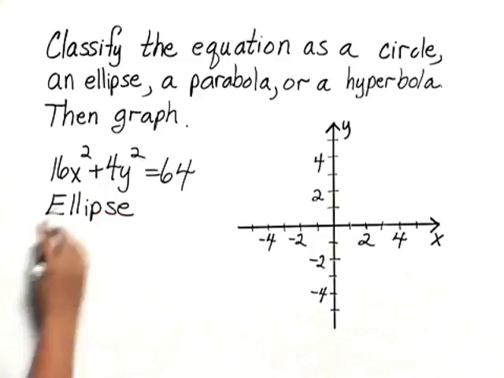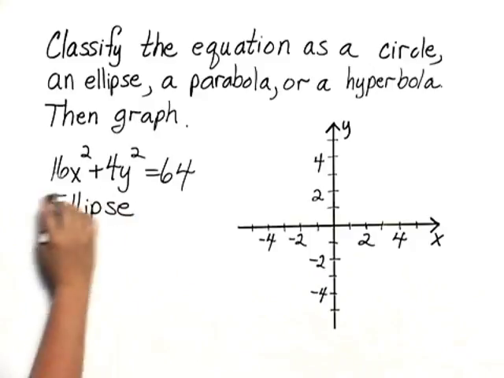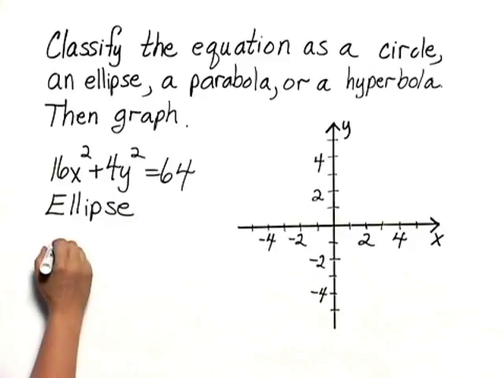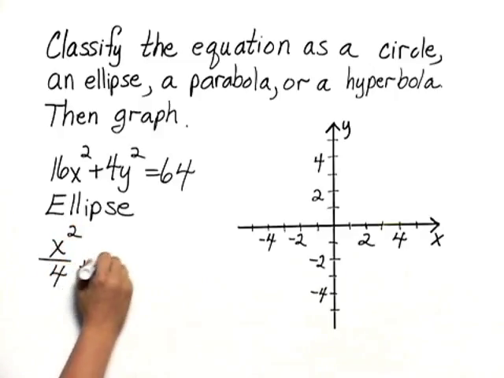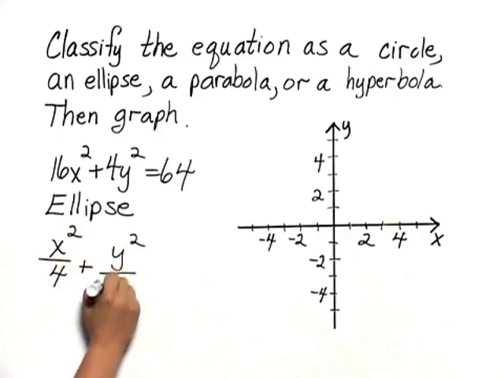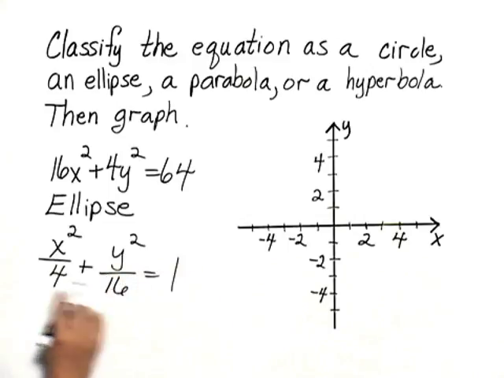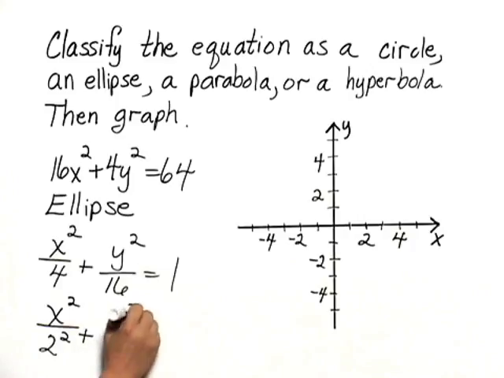Now to graph it, let's write this in standard form. Let's divide each term by 64. That would give us x squared over 4 plus y squared over 16 equals 1. And then I'm going to write this again as x squared over 2 squared plus y squared over 4 squared equals 1.